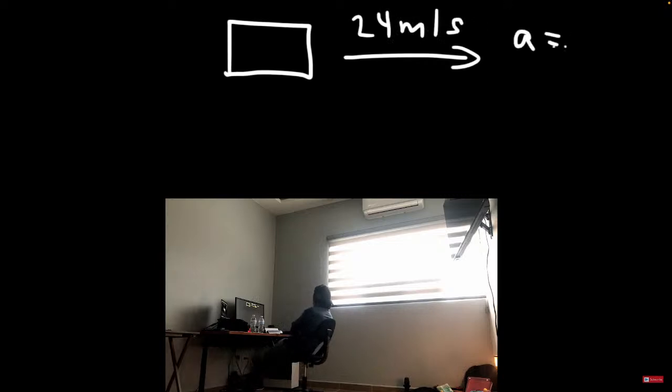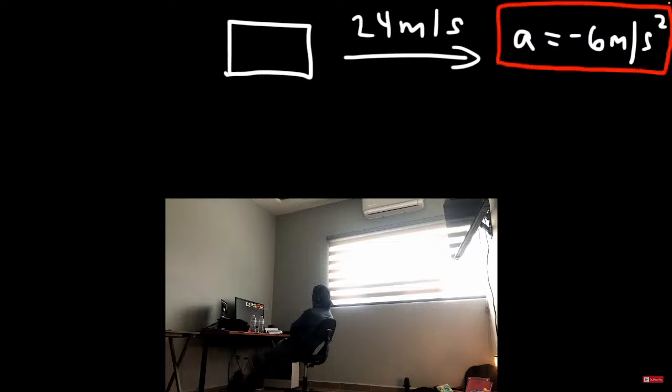Now, let's say we have another object that is moving in an eastward direction at a speed of, let's say, 24 meters per second. But this time, let's say the acceleration is negative 6 meters per second squared. What's going on here? Is this object speeding up or slowing down? Whenever the acceleration and velocity have opposite signs, the object is slowing down. Whenever they have the same sign, it's speeding up.